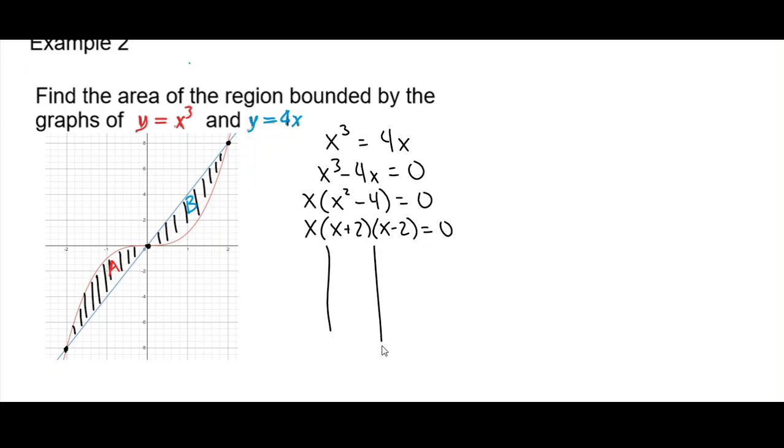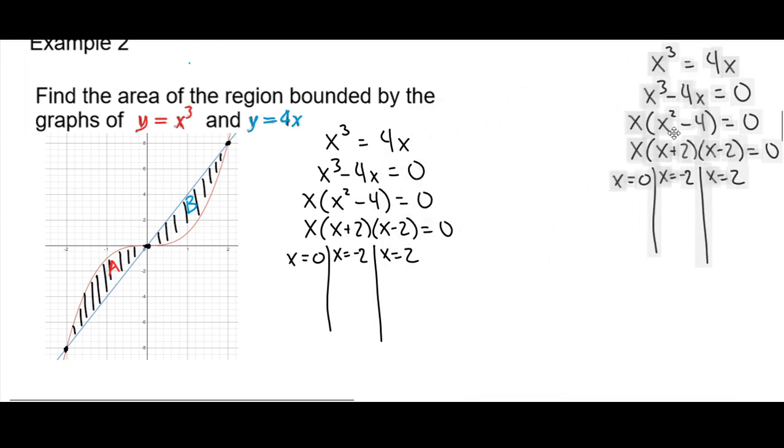That gives us 3 points of intersection. We have x equals 0, x equals negative 2, and x equals positive 2. So that looks like it happens to be where they are crossing. So now I've figured out what my limits for my integrals are going to be. That's the first part. Now let's actually do the calculus part, yeah?